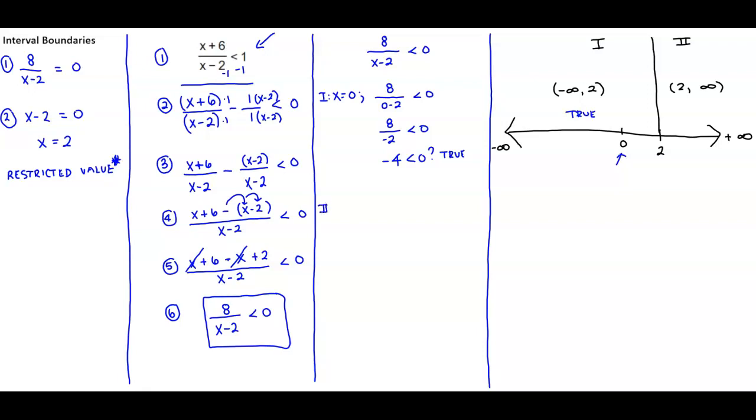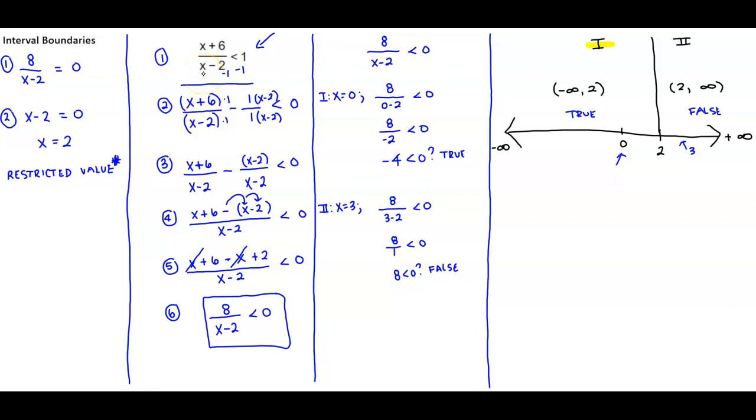For interval number 2, we can pick the value of 3. So x is going to equal 3. So we have 8 over 3 minus 2. And that's 1. So 8 over 1, or 8 divided by 1, is 8. And is 8 less than 0? Well, the answer is false. So it's false for region number 2.